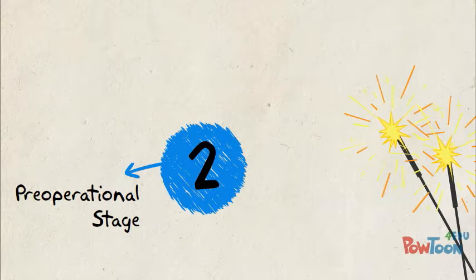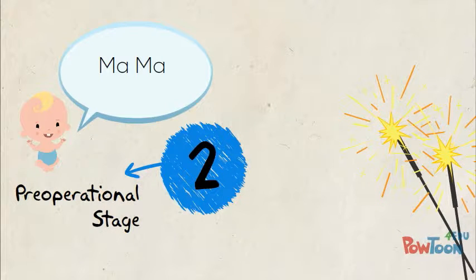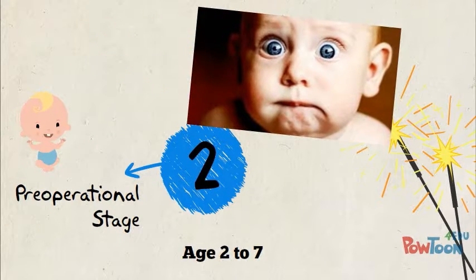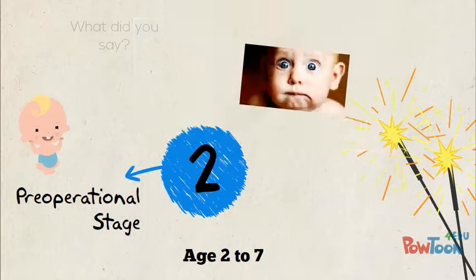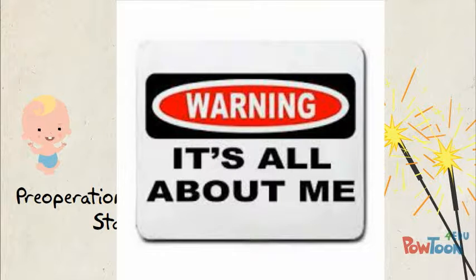Pre-operational stage, or the second stage, starts when the child begins to learn to speak at age 2 and lasts up until the age of 7. During the pre-operational stage of cognitive development, Piaget noted that children do not yet understand concrete logic and cannot mentally manipulate information. It is characterized by egocentrism and appears to be all about them.